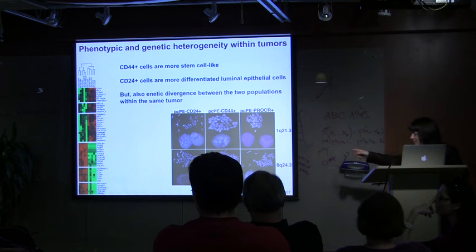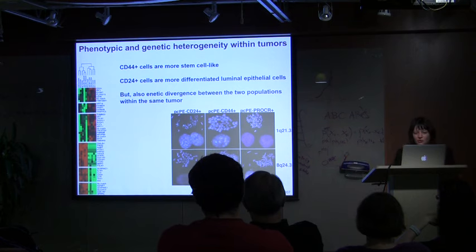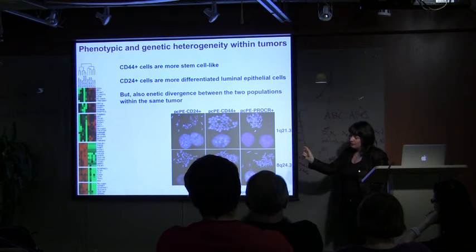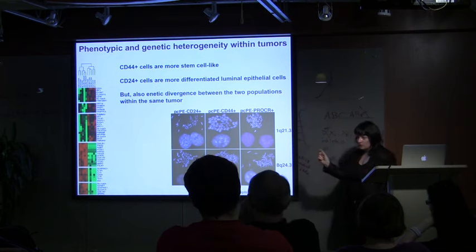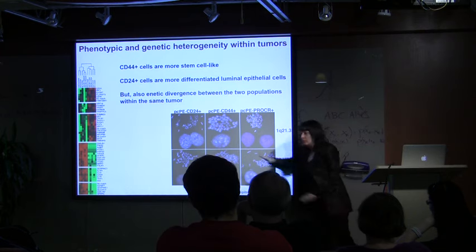FISH. So this is a fish. It's like we take a chromosomal probe. This is one region of a chromosome, 1q21. Label it with a fluorescent nucleotide, and then we can hybridize it to cells.